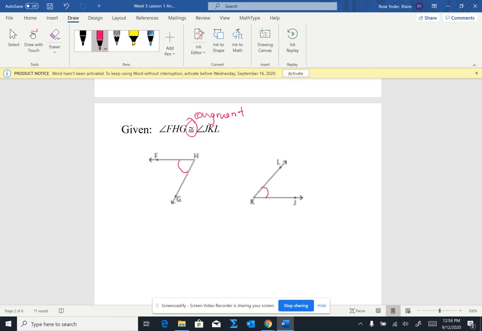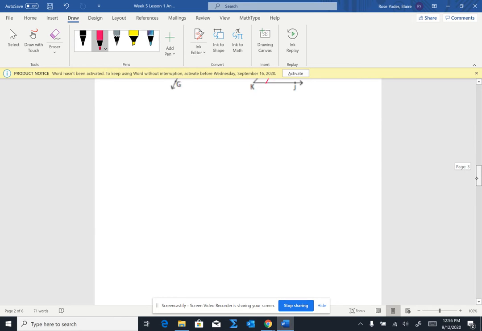You could do a plain arc. You could do an arc with a tick. You could do a double arc. You could put 2 tick marks. It doesn't matter as long as the 2 angles match each other, then it shows that they're congruent to each other.